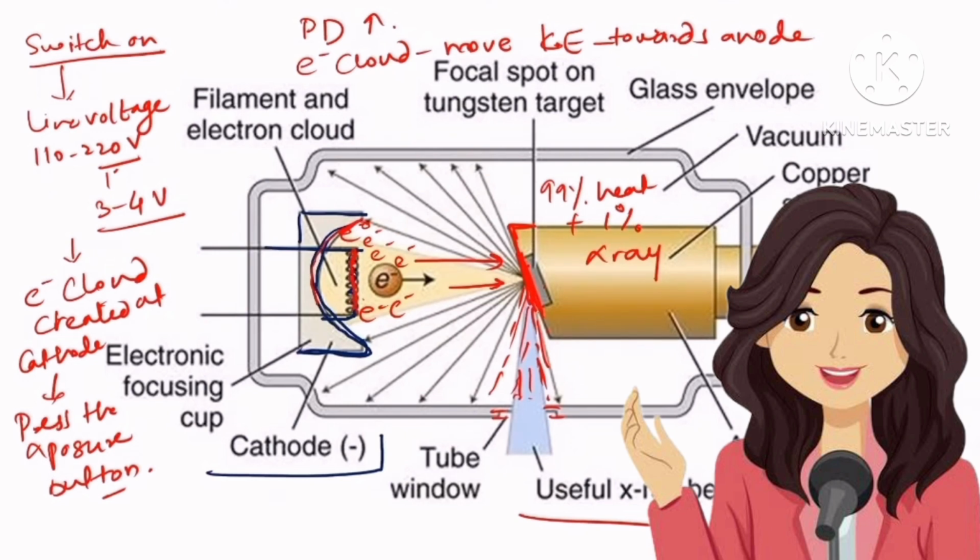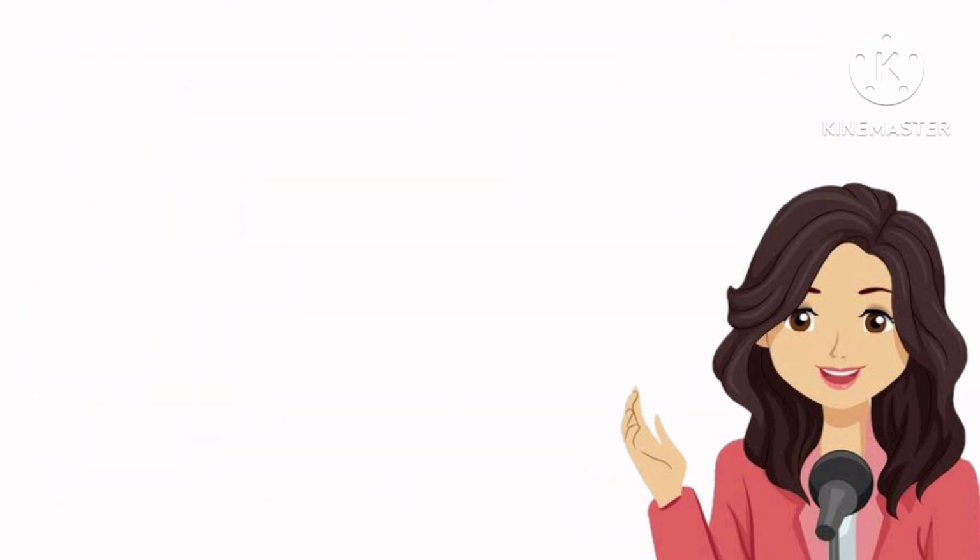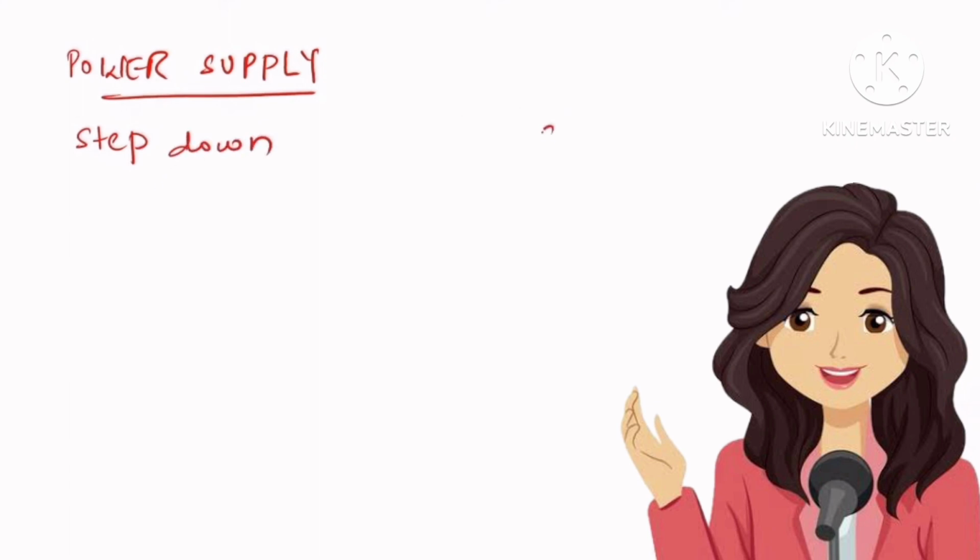Now, I talked about the primary components of the X-ray machine. The X-ray tube is one of them, and the second one is the power supply. Power supply plays a very important role in X-ray production. What is this power supply? The X-ray machine has two types of transformers. First is the step down transformer. Second one is the step up transformer.